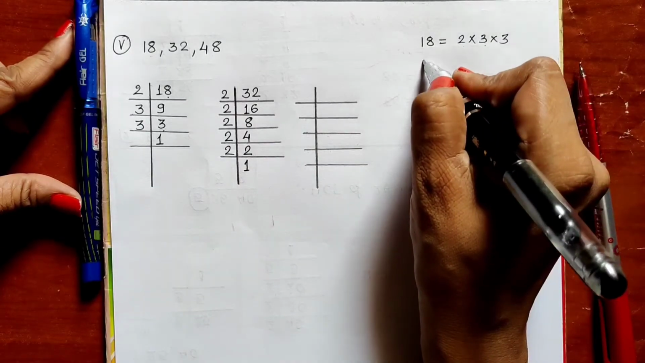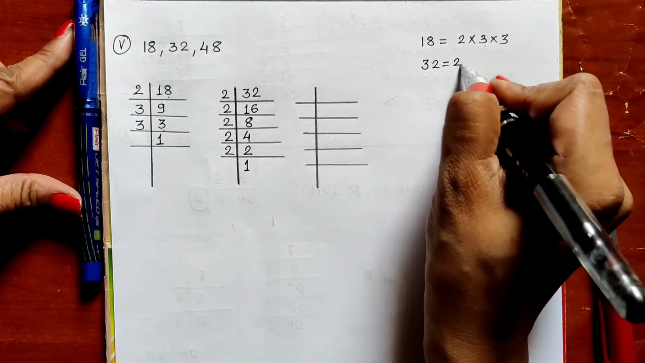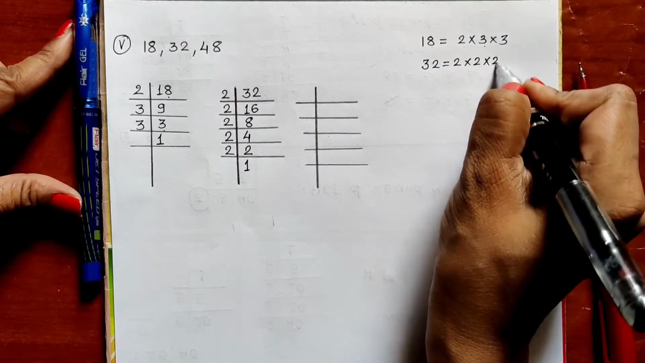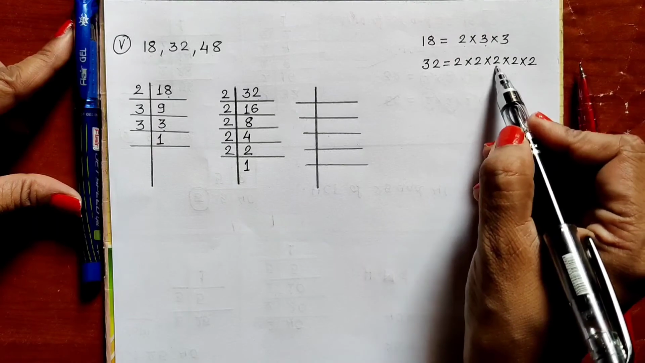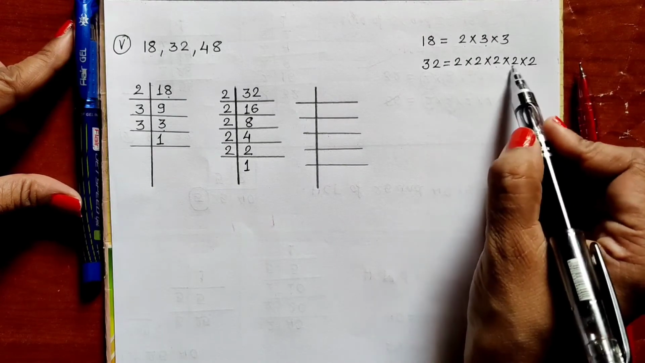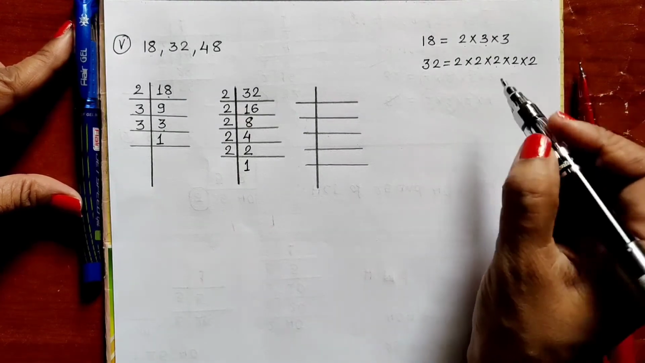So the factors of 32 are 2 into 2 into 2 into 2 into 2, 5 times 2. 2 2s are 4. 4 2s are 8. 8 2s are 16 and 16 2s are 32.